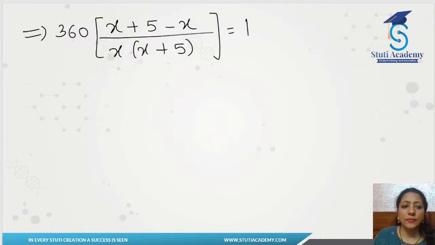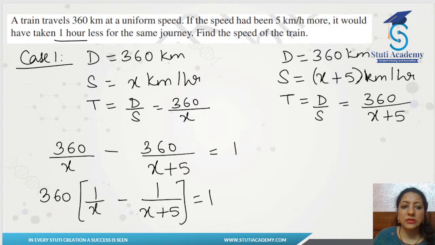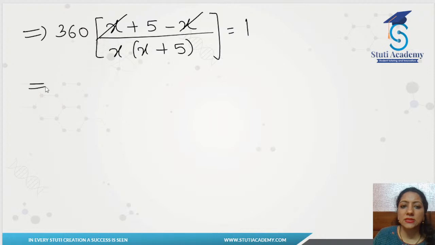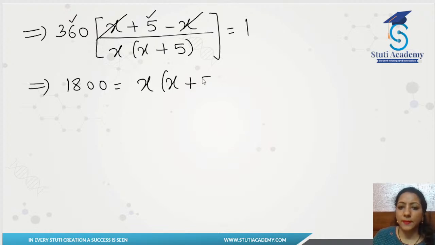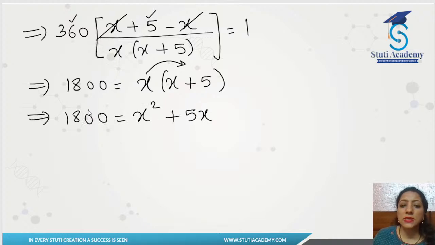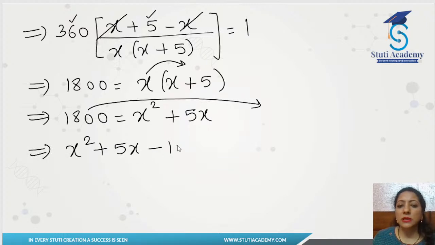So we already have this. Please notice we've taken the LCM here. Now we can cancel out minus x and plus x. Then we have 360 multiplied by 5, that is 1800. And this entire denominator we will take on the right hand side. It will get multiplied with 1 and we will get x into x plus 5. Now we'll multiply this x inside the bracket. We will get 1800 is equal to x square plus 5x. This 1800 we will take on the other side. We get x square plus 5x minus 1800 is equal to 0.